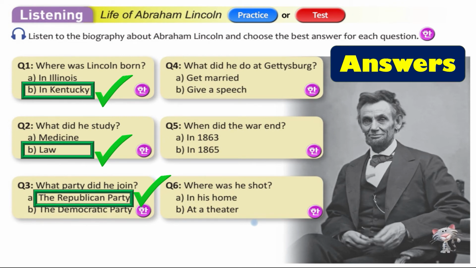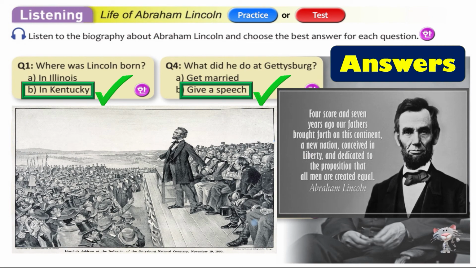And what did he do at Gettysburg? I know this. He gave a speech of the people, for the people, by the people. 87 years ago, our fathers brought forth on this continent a new nation, conceived in liberty and dedicated to the proposition that all men are created equal. Therefore, the nation should be ruled by men. By people. Notice how he skipped the women thing.